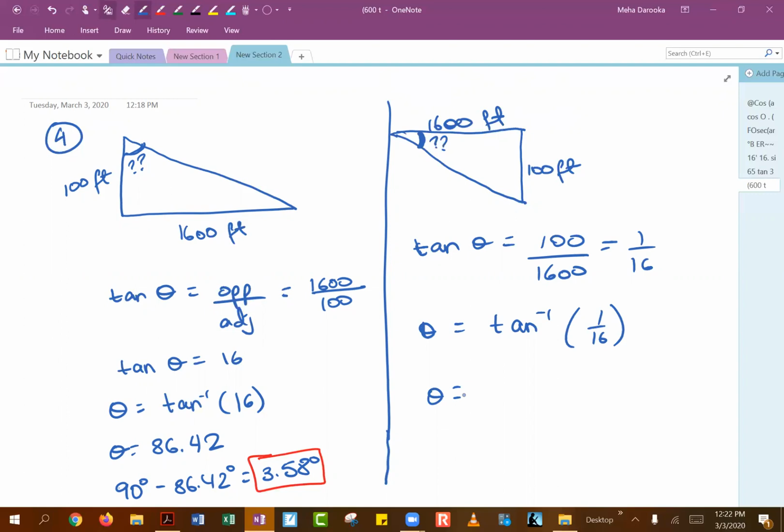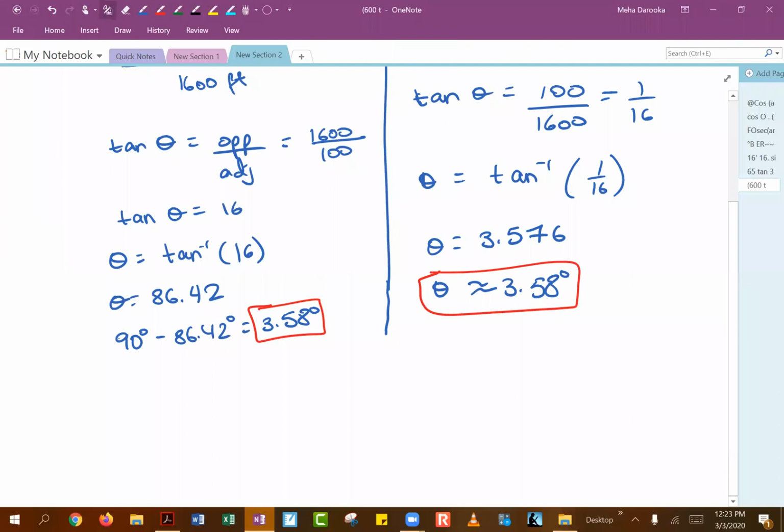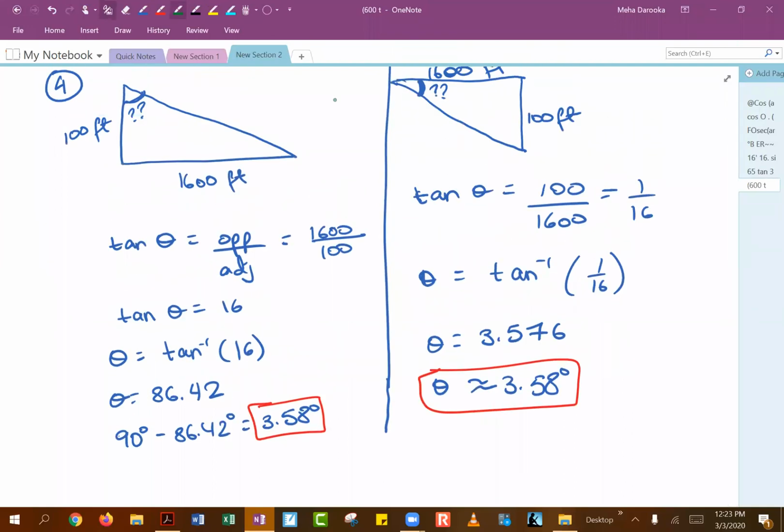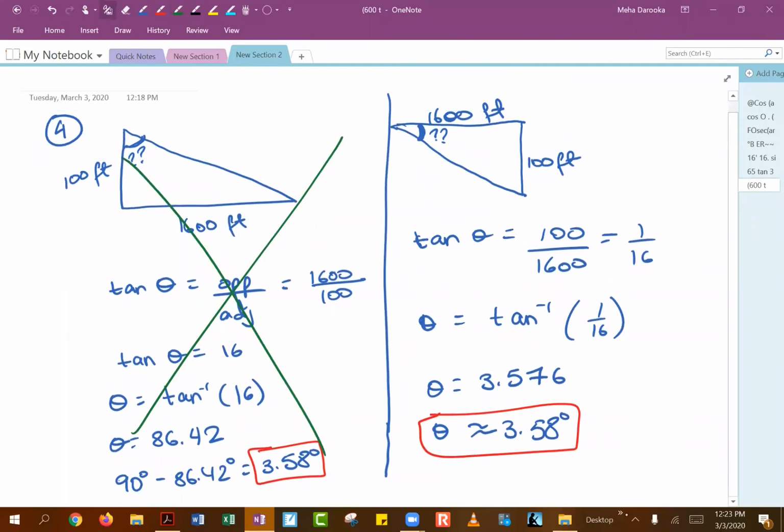Did you get that? Yeah. All right, awesome. So the raw answer is 3.576. So 3.58, and remember this will be in degrees. I think I actually like this way better, because then you're not having to worry about messing with your angles, because it will come out slightly different. So let's go with this way.